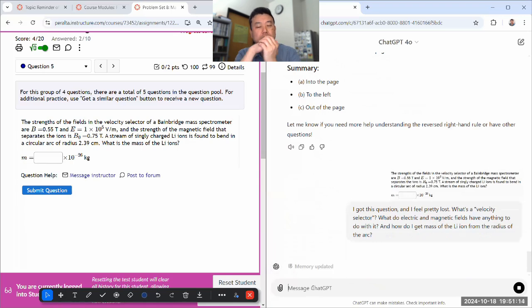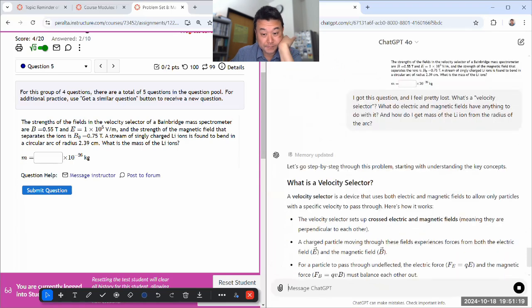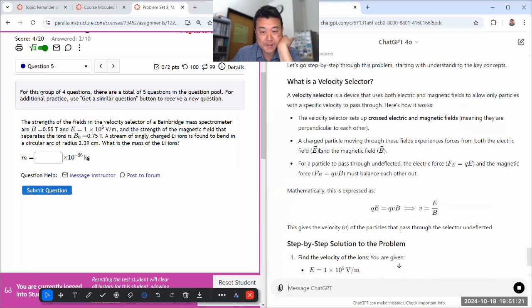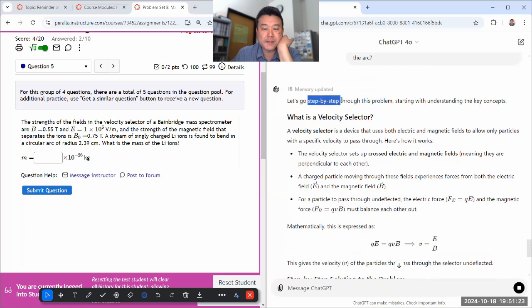I wonder how long of a response it would give. Okay, step by step. Yeah, it's probably kind of recalling that from memory, from me requesting that over and over this semester. Understanding key concept. Velocity selector is a device that uses both electric and magnetic fields to allow only particles with a specific velocity to pass through.